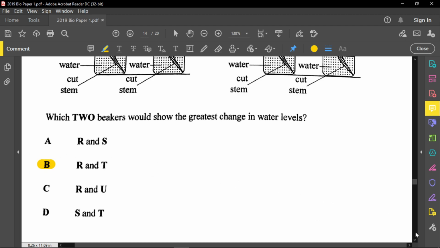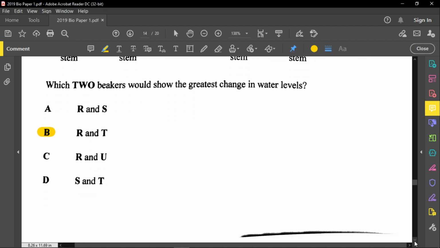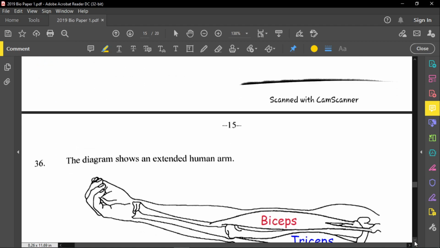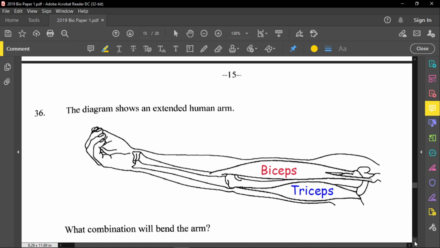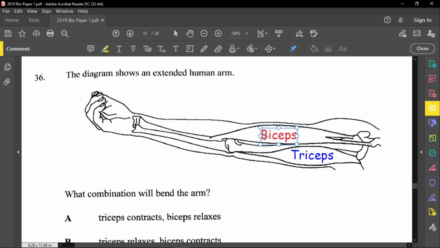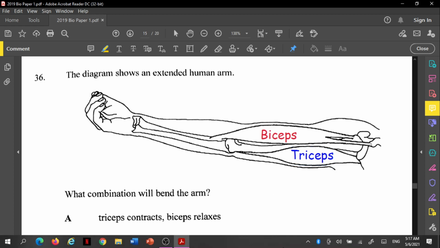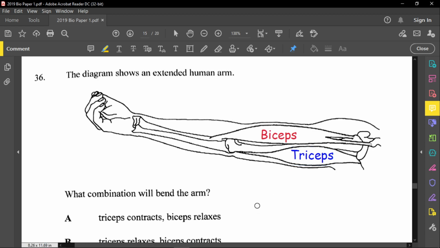All right, now let's jump into the next question, which is question number 36. Question 36 is a diagram that shows an extended human arm. In the interest of time, we have the bicep, which is the one in front, and the tricep, which is at the back of your arm. So you can say B for before: bicep is before, in front of your arm.